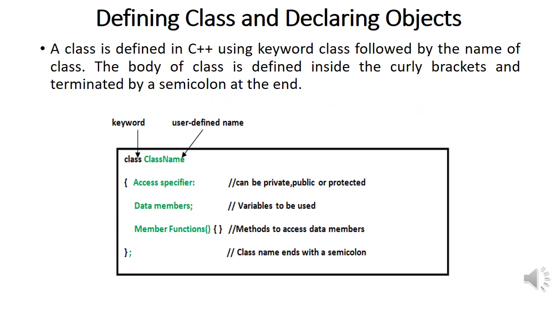Next, we will discuss how to define a class and how to declare objects. For defining a class, you have to use the keyword class before the class name. The class name can be a user-defined name. Then inside the curly brackets, you can write the body of the class that includes access specifiers, data members, and member functions. We will see how to declare an object in the next slide.